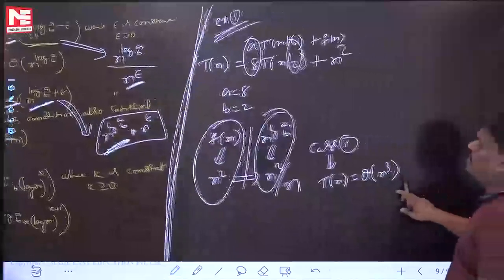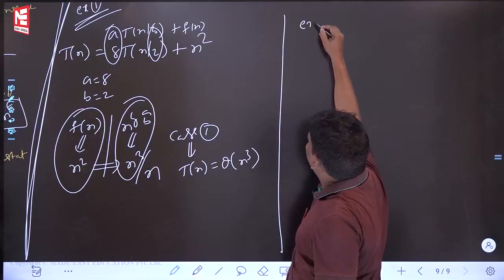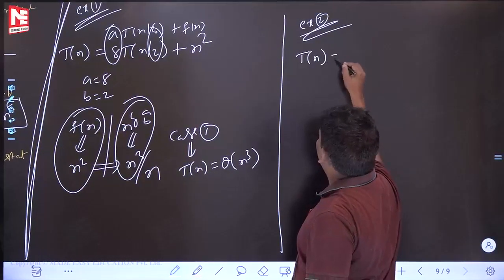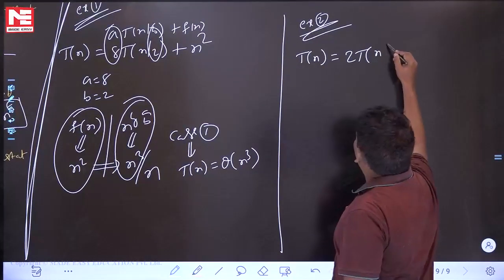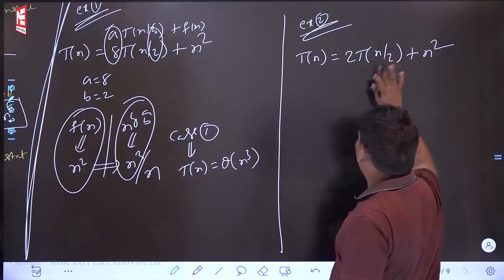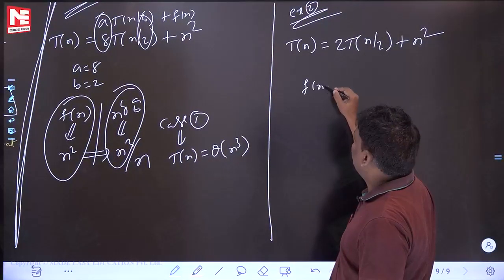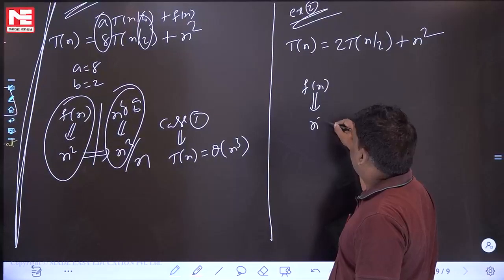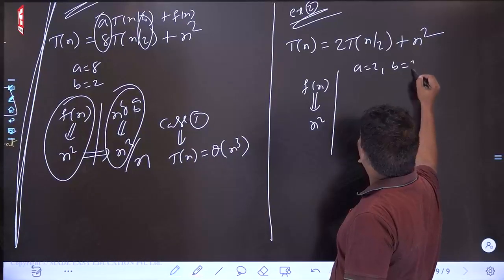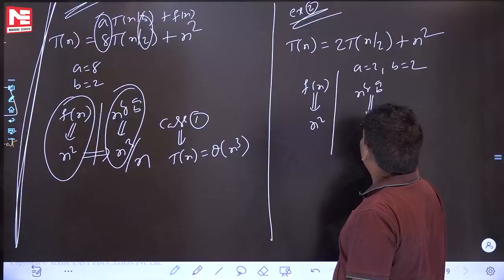If anyone is still facing difficulty, let's go to example 2. You will get more clarity in this. Example 2: T(n) equals 2T(n/2) plus n square. Don't worry about the answer. From this, let's start. What is f of n? N square. What is a? 2. b? 2. What is n power log a base b? Log 2 base 2, so n.